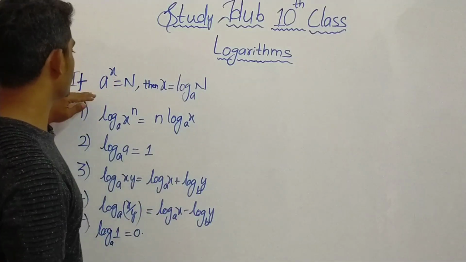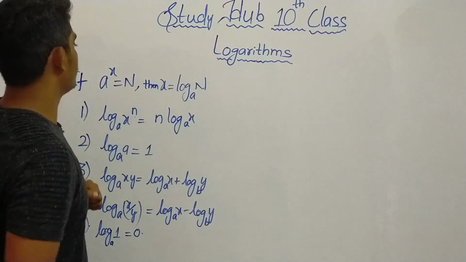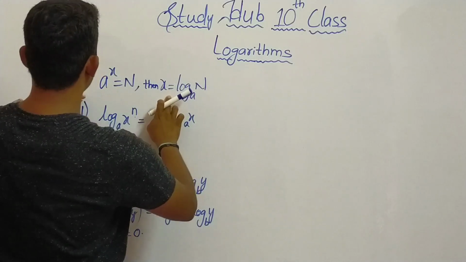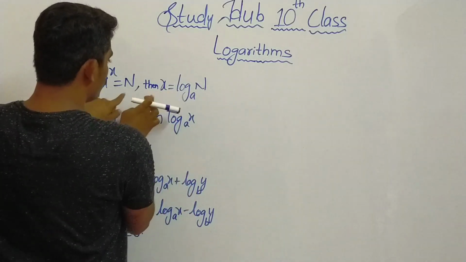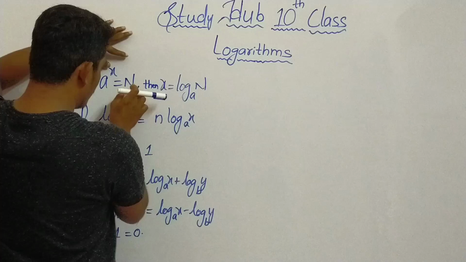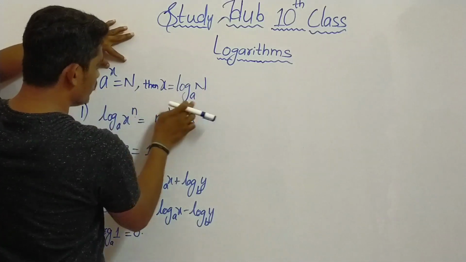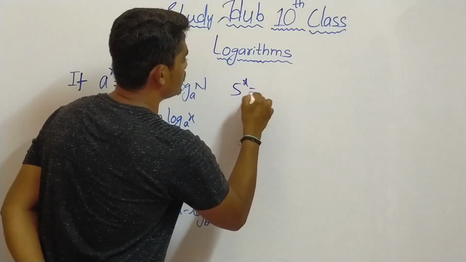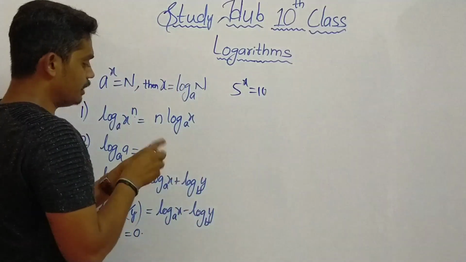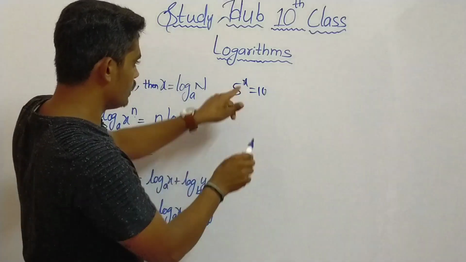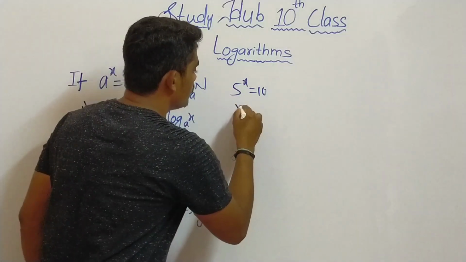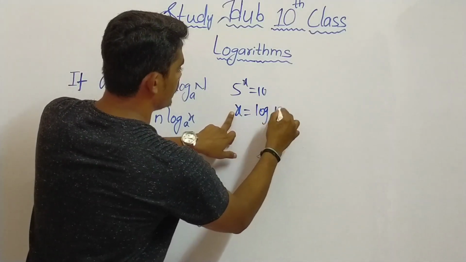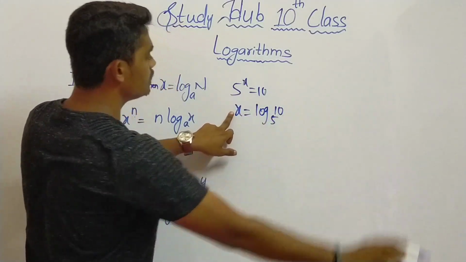The standard form of logarithm: if a power x is equal to n, then we can find the value of x using the logarithmic standard form. x is equal to log n, with base a. Let us see an example. If we have 5 power x is equal to 10, then we need to find the value of x. So x is equal to log 10, and the base will be 5.